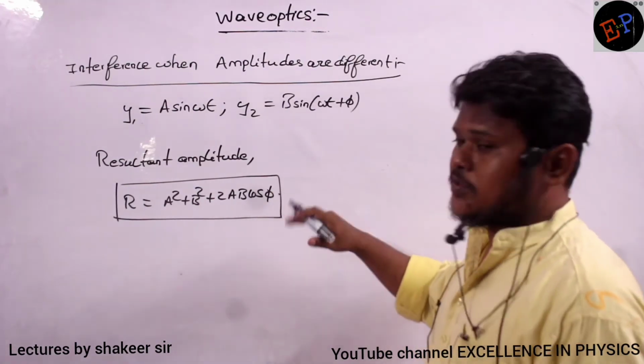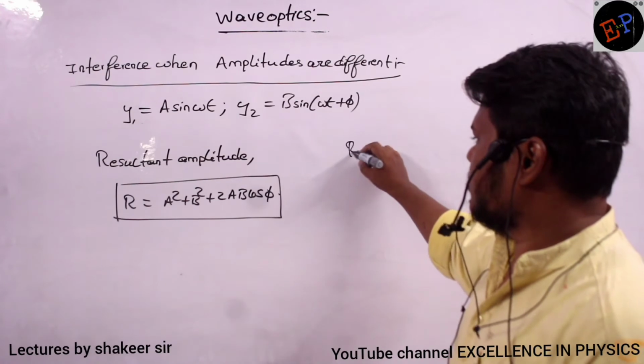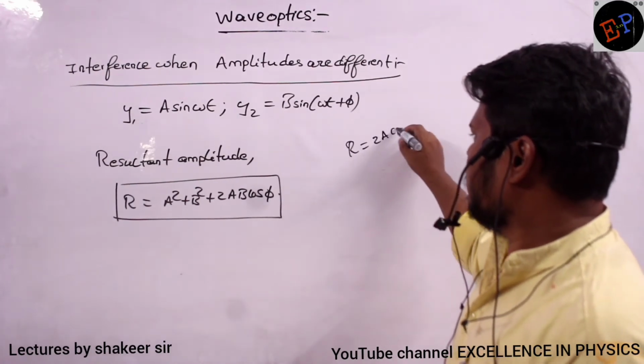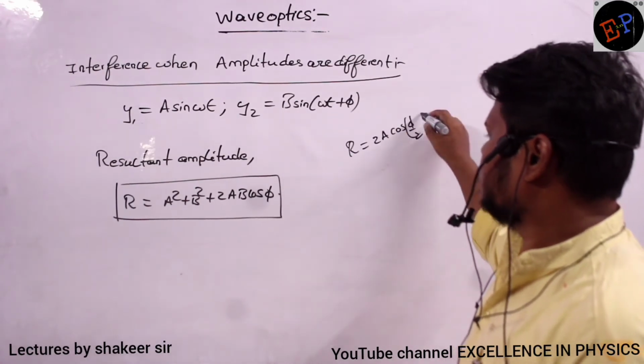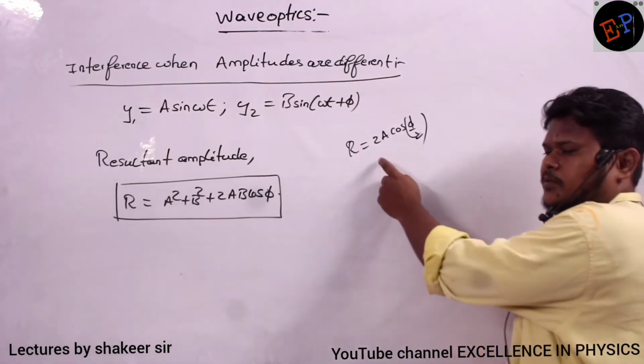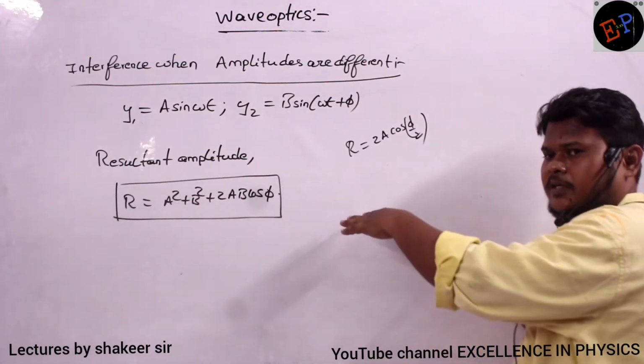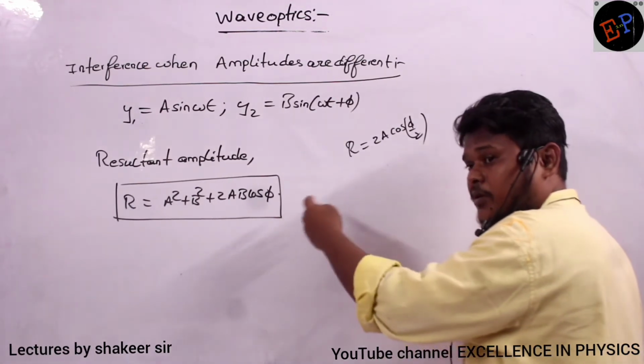See, when amplitudes were equal, then what was the equation I got? 2A cos phi by 2, I got, no? This is in which condition? When amplitudes were equal. And this is the condition when they are not equal.